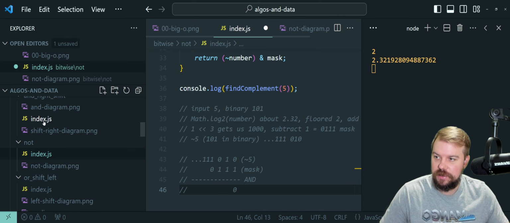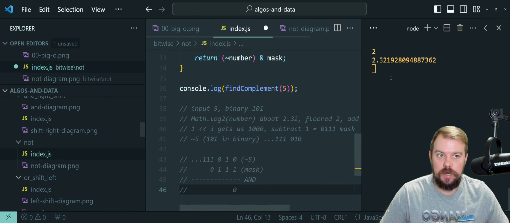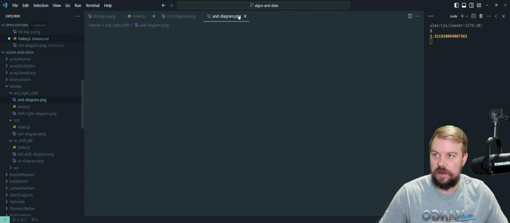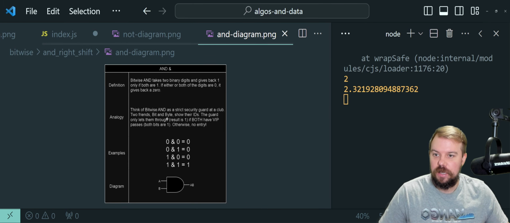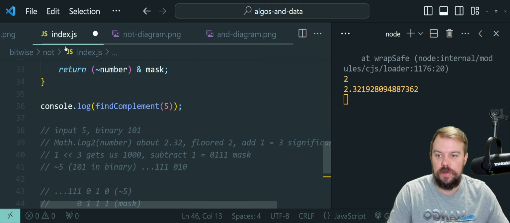As a matter of fact, just so we can refresh everyone's memory, I'm also going to try and remember to include this up here. Hold on, that's because I'm so zoomed in. Bring up that AND diagram, please. There we go. Remember, if it's 0 and 0, we get 0. 0 and 1 gets us 0. Remember, this is the strict security guard, so both people got to get a VIP pass in order to pass. If anyone is missing a pass, we get a 0 in this particular case.